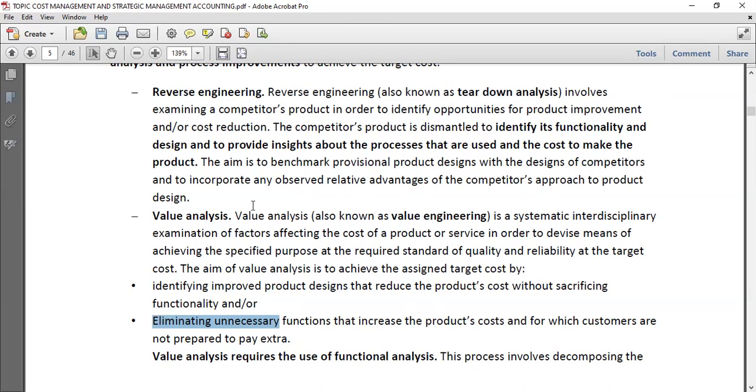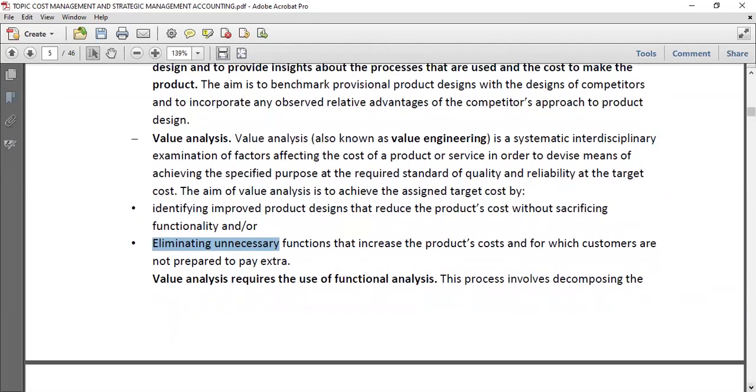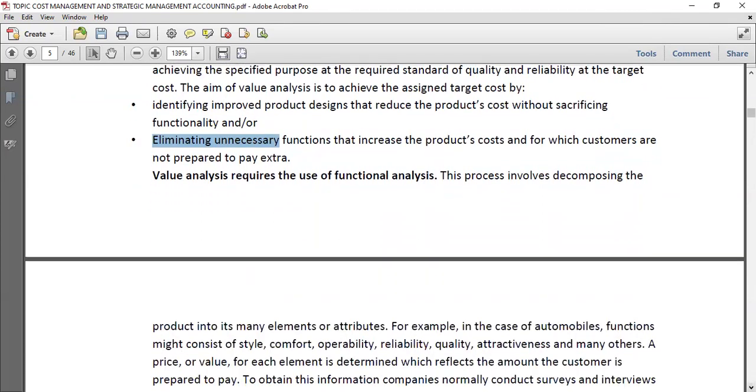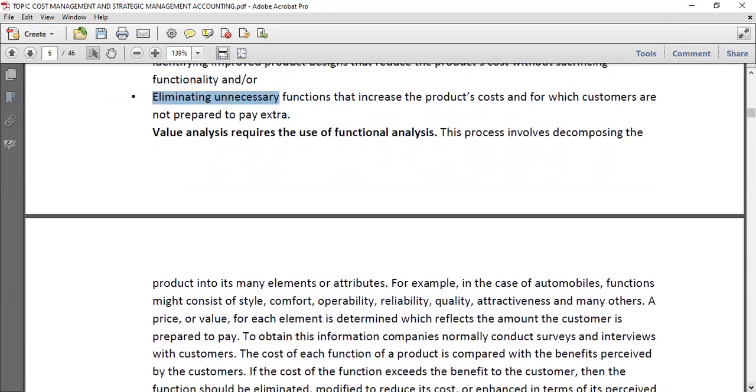So value analysis is internally focused, while reverse engineering is externally focused. It is more about the competitor's product, trying to reflect on our internal processes and seeing what we are able to benchmark. Value analysis is about improving what we are doing with our own product. That's why they say value analysis requires us to use function analysis.